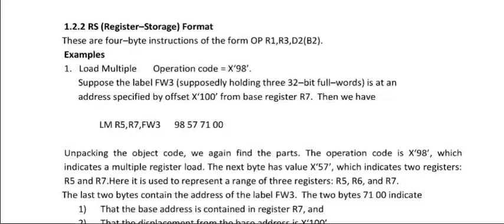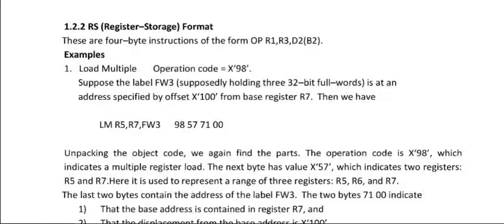And the next type of format, register to storage format. This is a 4-byte instruction of the form operand R1, R3, D2 within brackets B2, which is the destination, followed by the source or the base register. Here is an example. Load multiple operation code is equal to x98.